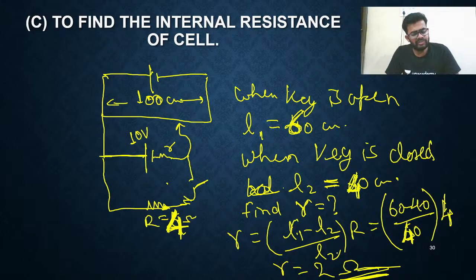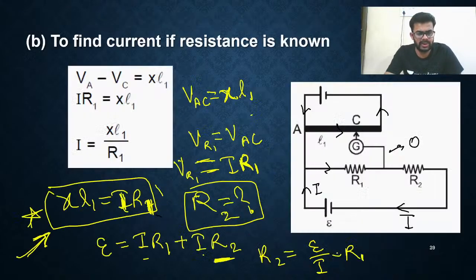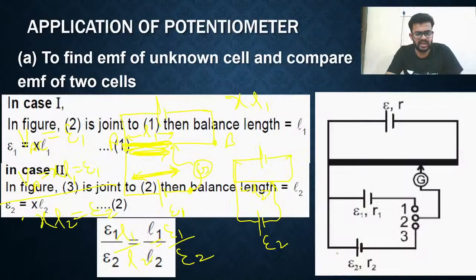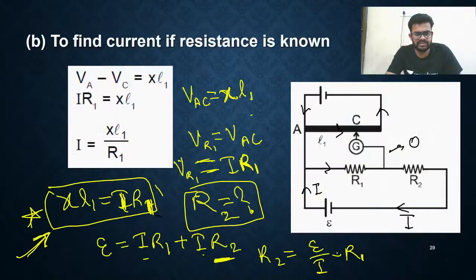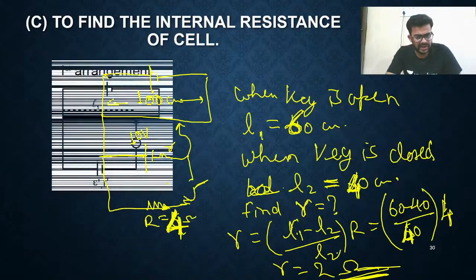Whenever you need to find an unknown resistance, you can use this method. Just remember this formula: L1 minus L2 upon L2 into R. L1 is the balancing length when external resistance is not connected, and L2 is the length when external known resistance is connected. So you'll get the value of internal resistance of the cell. So this second concept we got, internal resistance. I hope you are getting this right.